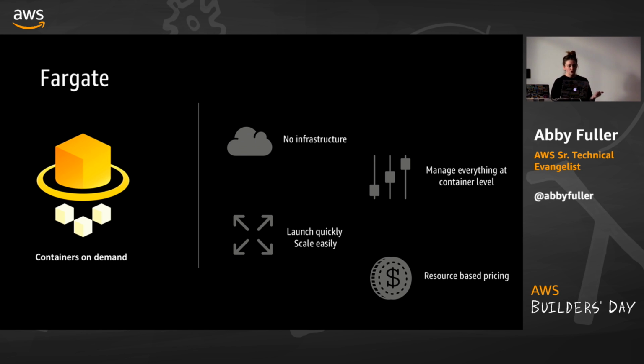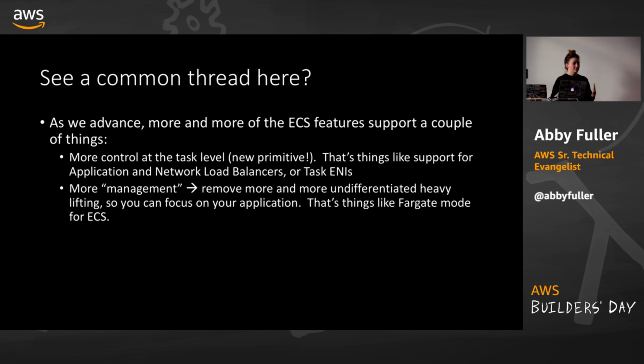So no infrastructure, no one's getting a phone call. You can launch easily, scale quickly, so it's just the task definition. And then everything's at that container level. So I think the next level of what we've been talking about, with things moving from the EC2 level to the container level and the task level, Fargate, I think, is kind of the next step in that. So absolutely everything is at the container level. If you were doing something at the host level, that no longer works on Fargate.